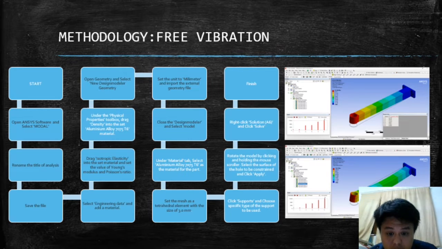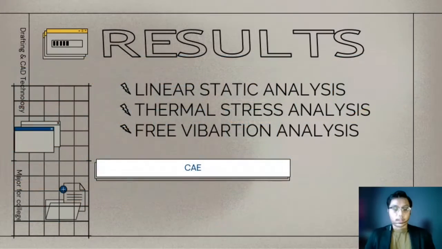Click Support and choose the specific type of support to be used. Rotate the model by clicking and holding the mouse. Select the surface of the hole to be constrained and click apply. After finishing that, right click Solution and solve. Finish.